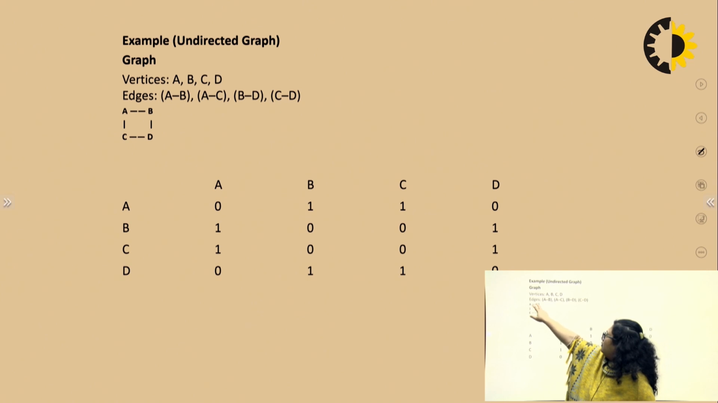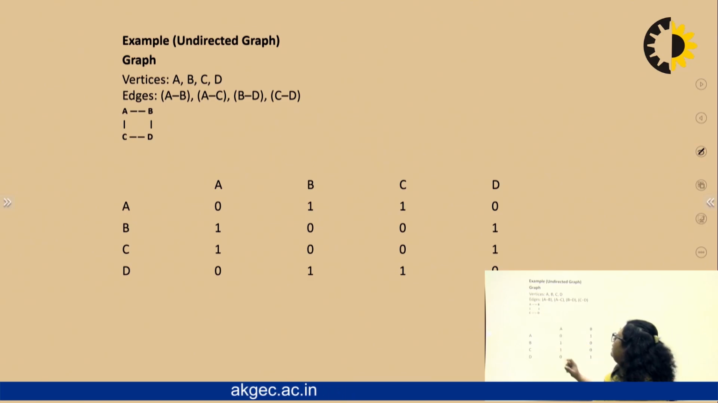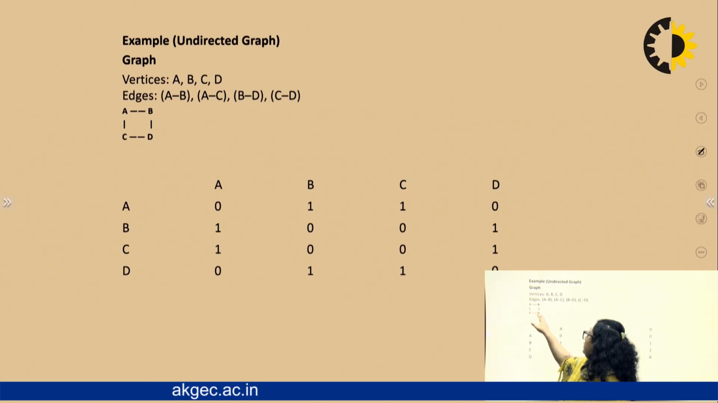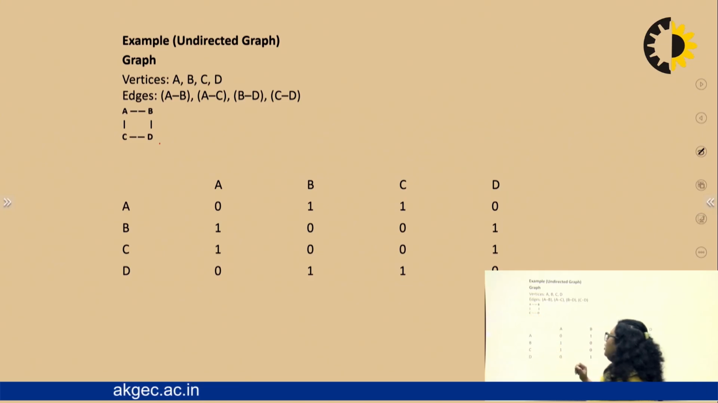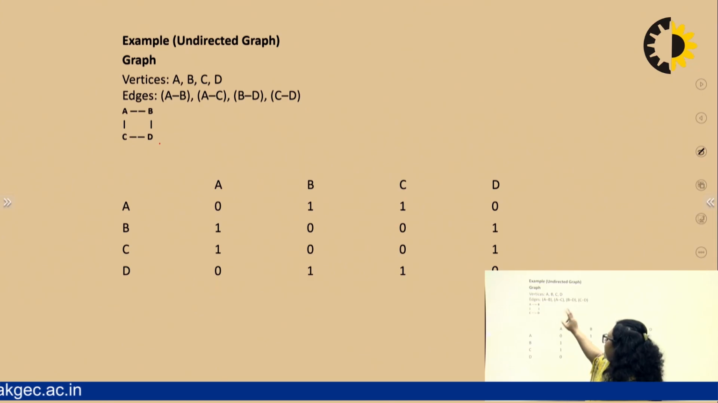So the graph is represented like this. If it is an undirected graph, we can go from A to B and also from B to A. We can go from A to C and C to A. We can go from B to D and D to B. Similarly, we can go from C to D and D to C, because no proper direction is attached with the edges, and this type of graph is called an undirected graph.